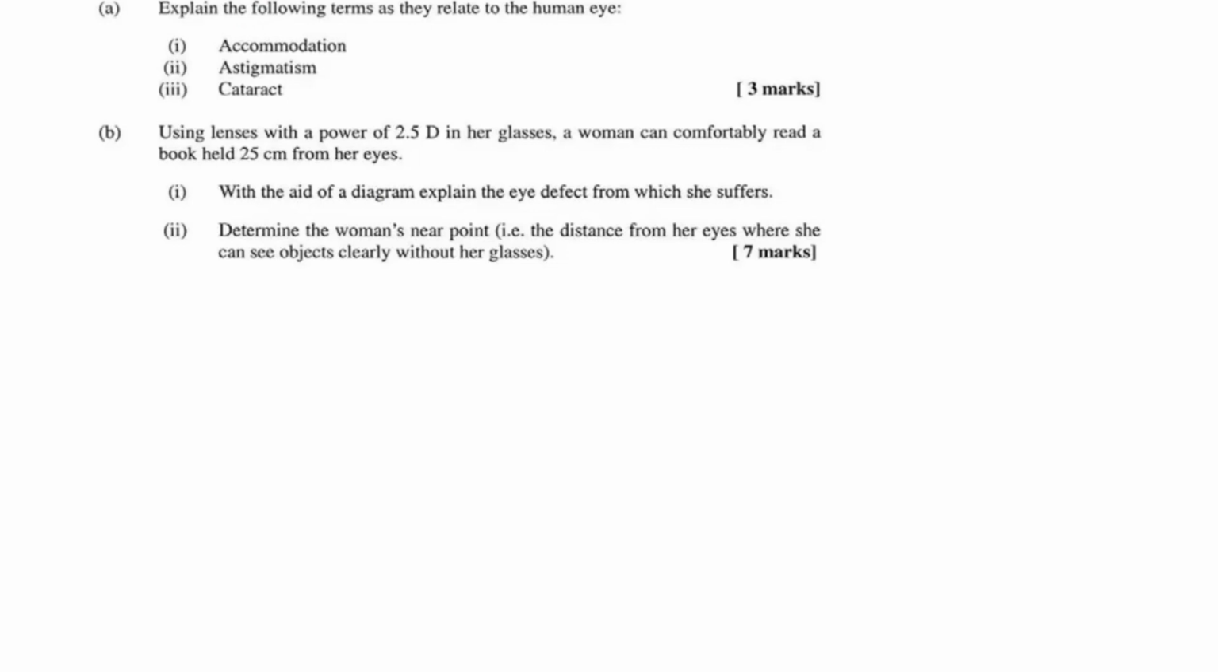Okay. So accommodation is the ability for the lens to change shape so that it's able to bend the light towards the retina. Mm-hmm. Anybody want to give it a try for astigmatism?